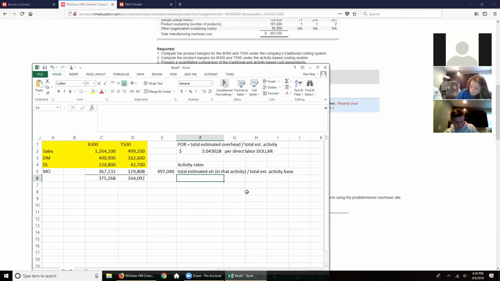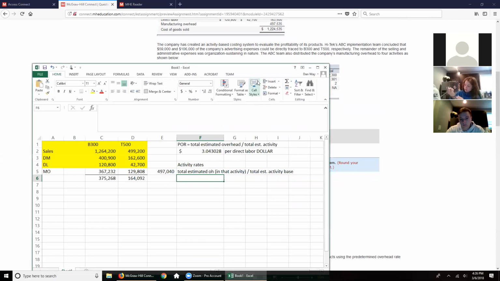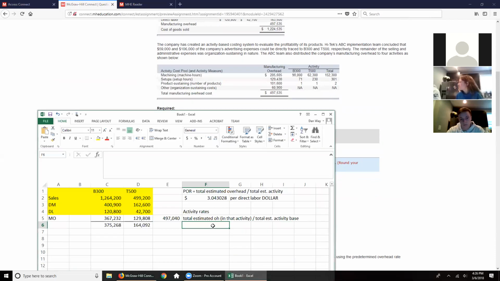So fundamentally, that's the same principle as the plant-wide overhead rate, only now we're breaking these things down to a more granular level. We're trying to figure out what's driving the costs for these individual activities rather than what's driving the cost for everything happening in the plant all at once. So in this particular problem, we'll do these off to the side. We had this machining activity. We had setups. We had product sustaining. And then we had organization sustaining. We'll talk about those in a second.